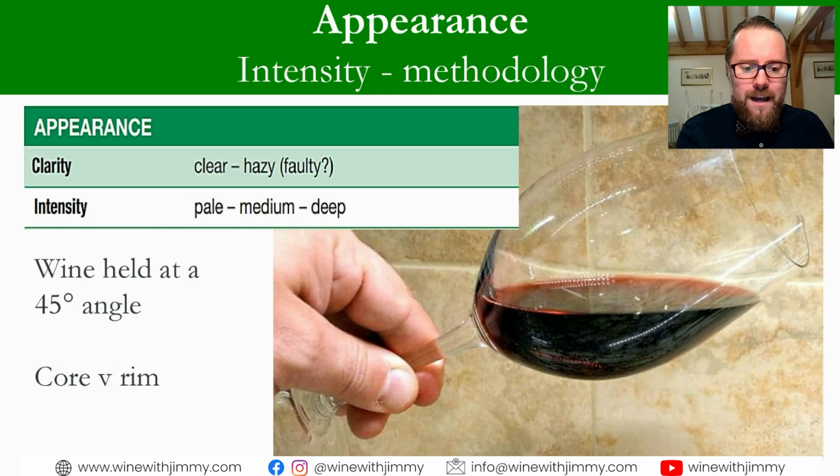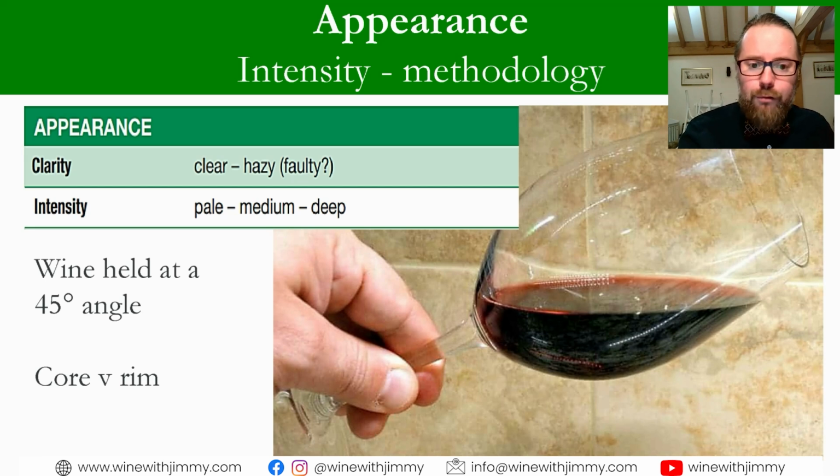Let's talk about what is, and where you will find 1 mark in the examination, and that is around the intensity. So the intensity is how much color the wine has. And we're going to talk about the methodology of actually deciphering the intensity. Now, the level of intensity can be assessed by holding the glass at a 45-degree angle away from you, somewhat like you see in that picture.